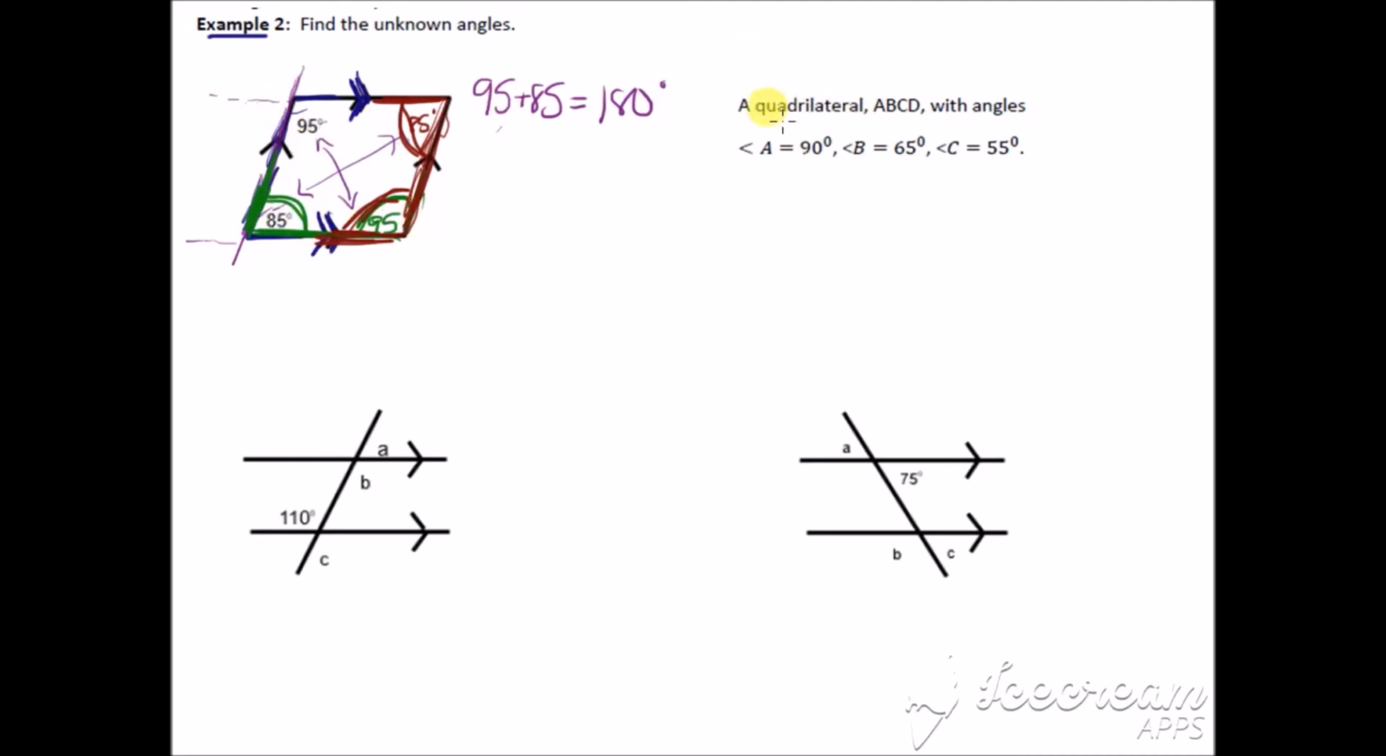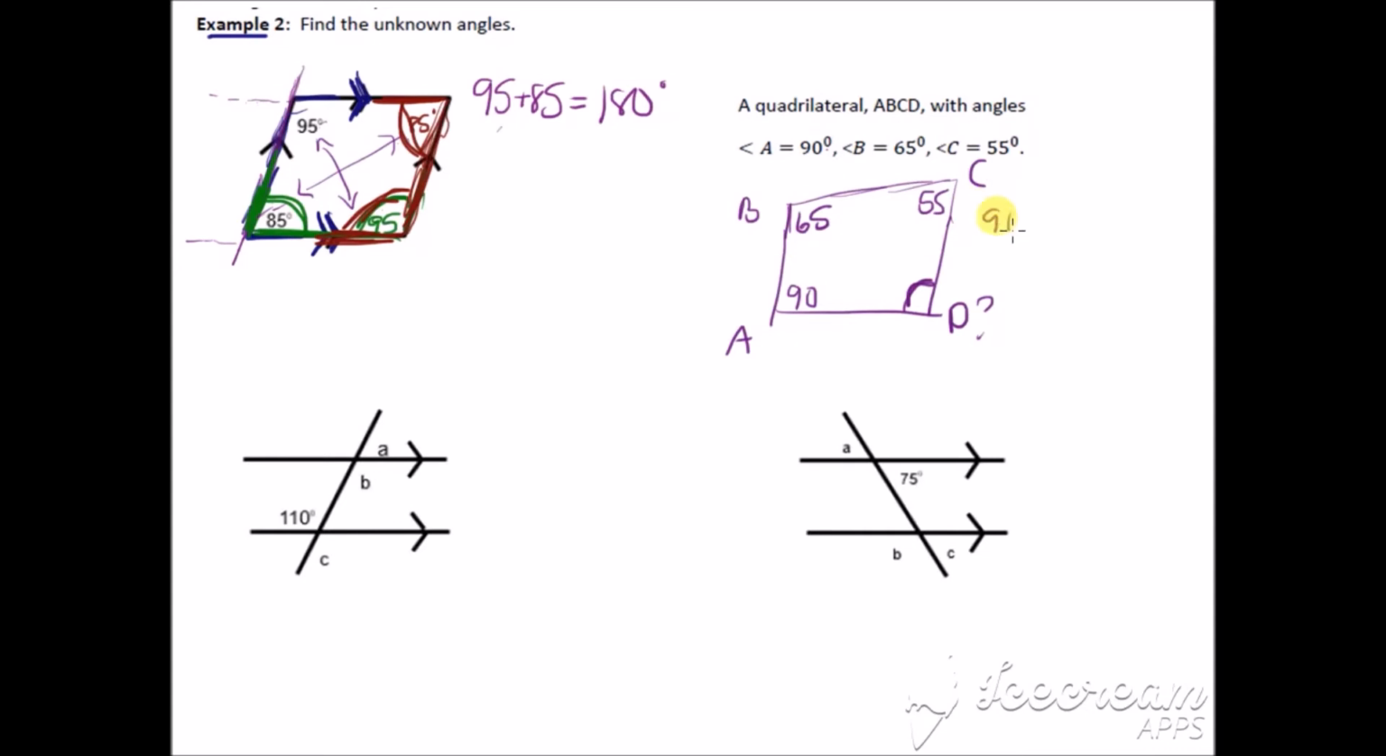Okay, the next one, a quadrilateral ABCD with angles. Okay, so it doesn't really matter how you draw this quadrilateral. It's not going to be perfect. Maybe it's going to be like this. Okay, A is going to be 90 degrees, B is going to be 65. And remember, this is not drawn to scale, so that's okay. D looks like it's 90, but it's not. Let's actually solve for D.